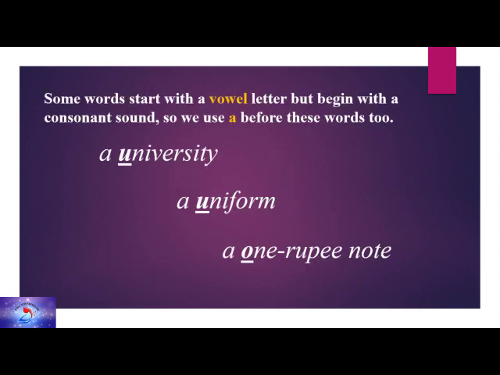Some words start with a vowel letter but begin with a consonant sound, so we use a before these words too. A university, a uniform, a 1 rupee note. All of these start with a vowel letter but begin with a consonant sound. So you say university, uniform, 1 rupee note. You never pronounce it with that vowel sound. So we use a before these types of words.